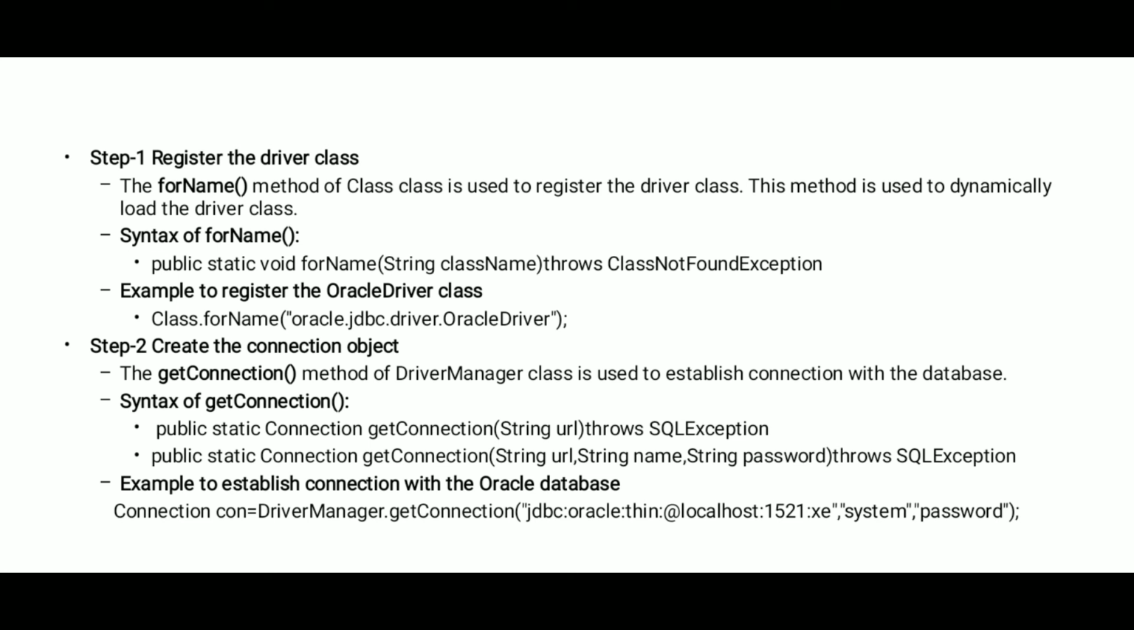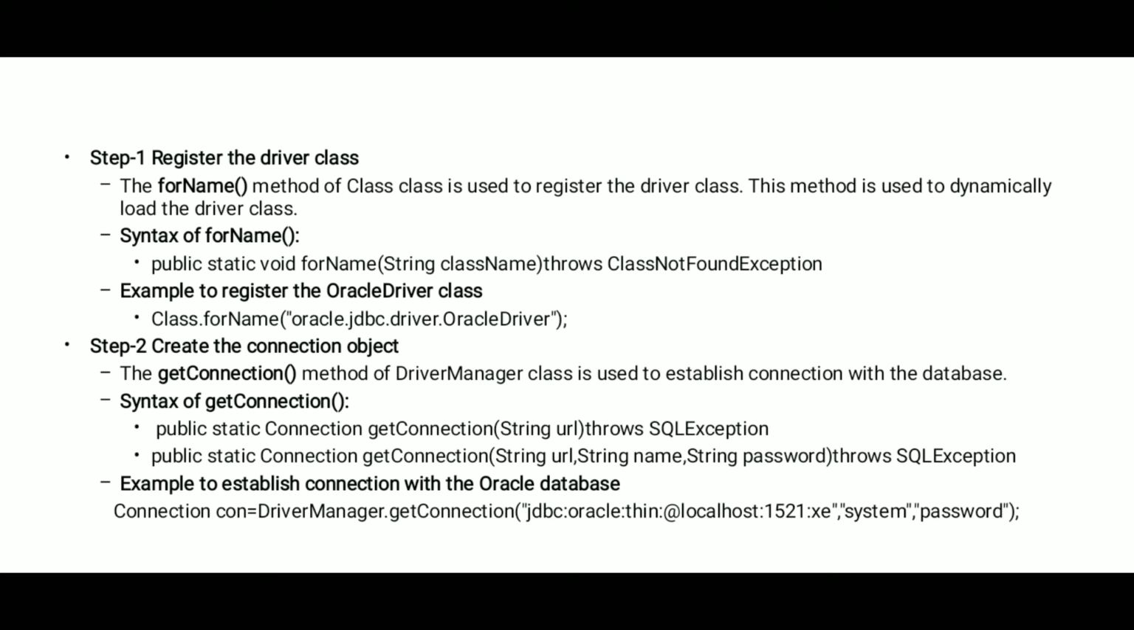For example, if you want to connect with the Oracle database, then you have to pass the Oracle driver in your forName method. So this is the example to register the Oracle driver, that is Class.forName, and in the brackets you pass the parameter oracle.jdbc.driver.OracleDriver. Then you have to create a connection object.